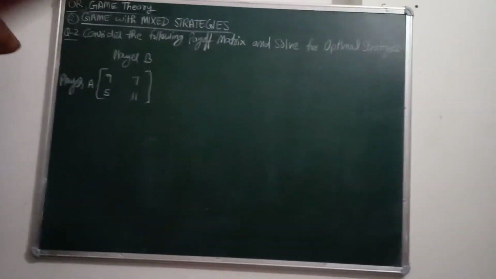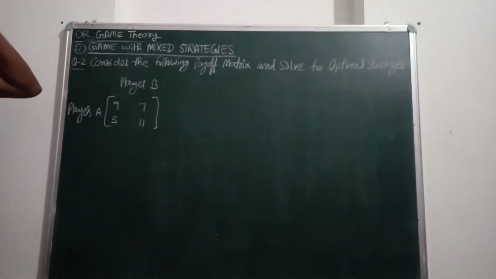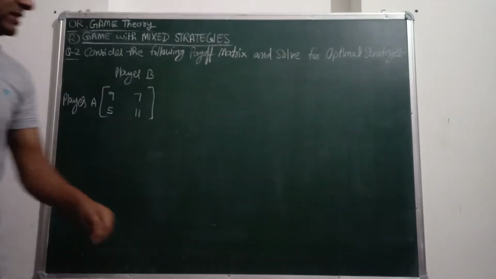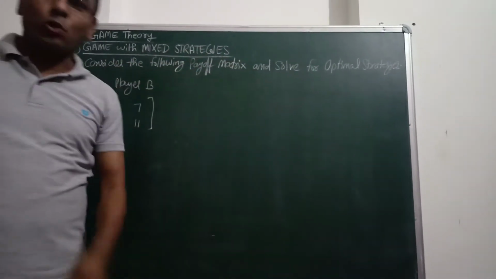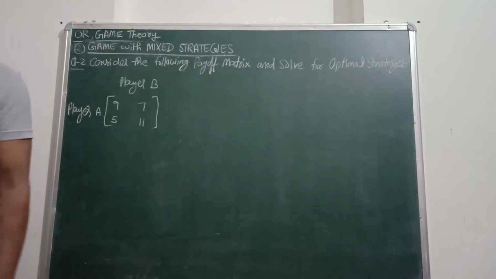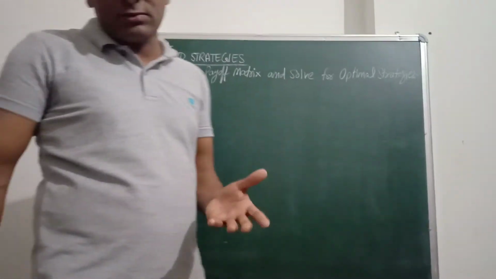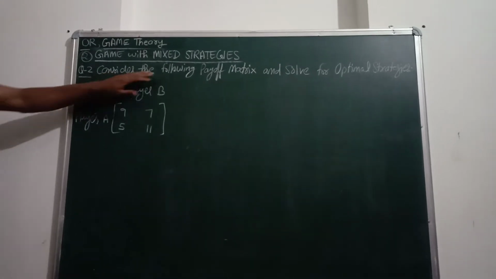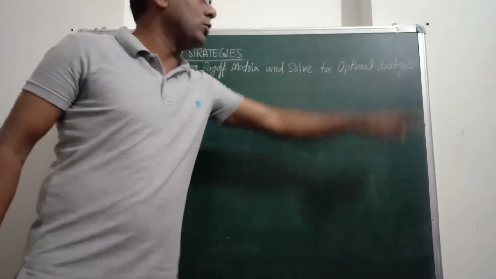Now the second form for solution of game theory is games with mixed strategy. It means that in these games a single strategy cannot be used; more than one strategy will be utilized by each of the players. So what is the question? Consider the following payoff matrix and solve for optimal strategies.